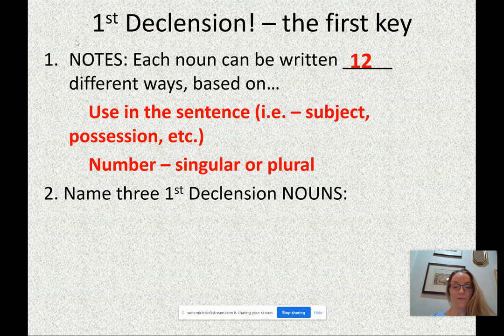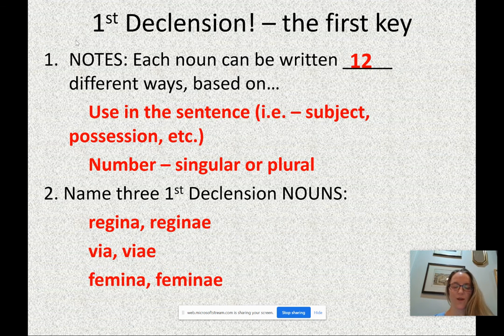Name some first declension nouns. If you look at your new vocab list, we have quite a few. I'm going to pause here so you can type in one first declension noun, and a second, and a third. You can type in whichever three you want. The three that I put down were Regina, Reginae, which we've seen in our translations, Via, Viae, which is new on vocab 2, Femina, Feminae, also new on vocab 2, and Vila, Vilae.